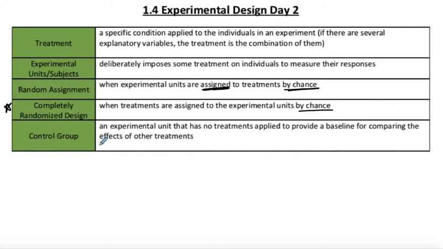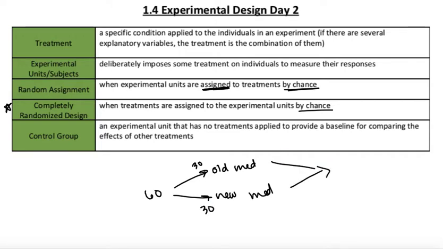Our last vocab is a control group, and this might be something that we would include in a completely randomized design. And this is an experimental unit that doesn't have a treatment applied, to provide a baseline for comparing the effects of other treatments. So we might have treatment 1 is the old medicine, treatment 2 is the new medicine. And so we might have an experiment that sets this up where we have 60 individuals and 30 are here and 30 are here. We want to compare whatever we're trying to reduce, headaches, something like that.